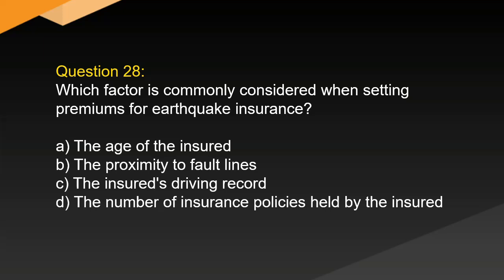Question 28. Which factor is commonly considered when setting premiums for earthquake insurance? A. The age of the insured. B. The proximity to fault lines. C. The insured's driving record. D. The number of insurance policies held by the insured.